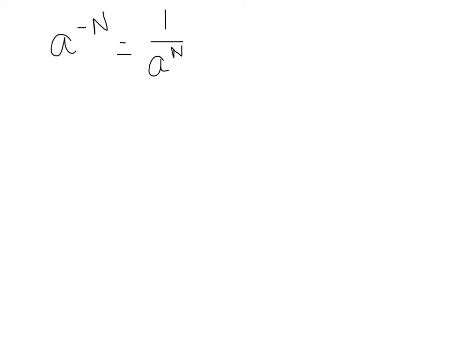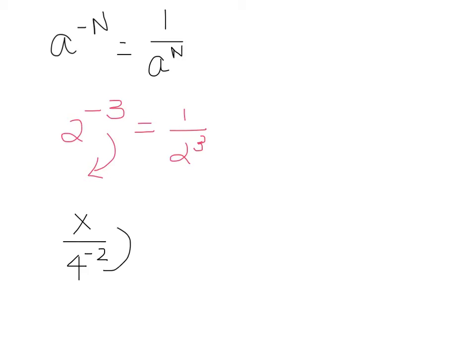So let's look at maybe 2 to the negative third power. It's going to move to the denominator since it's negative, and it becomes 1 over 2 to the positive third power. If I gave you x over 4 to the negative second power, since the negative exponent is in the denominator, it's going to move to the numerator, but the x doesn't change. So that gives you x times 4 to the second power, and normally we will write those in a different order.